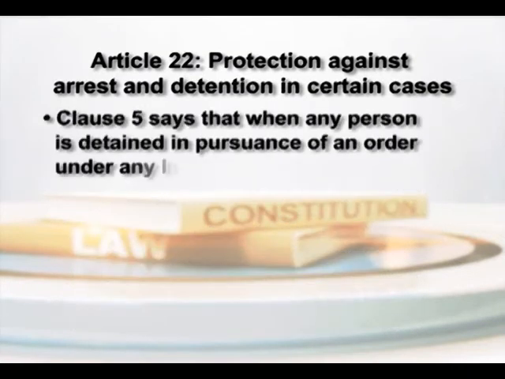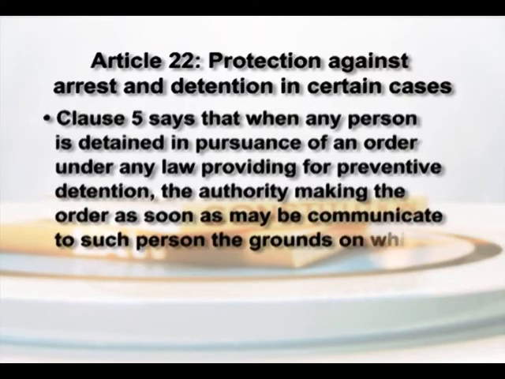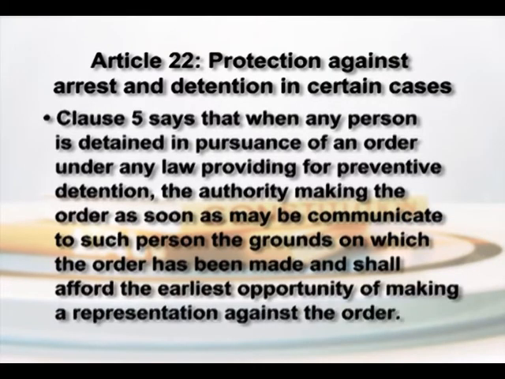Article 22, Clause 5 says that when any person is detained in pursuance of an order made under any law providing for preventive detention, the authority making the order shall, as soon as may be, communicate to such person the grounds on which the order has been made, and shall afford the earliest opportunity of making a representation against the order.